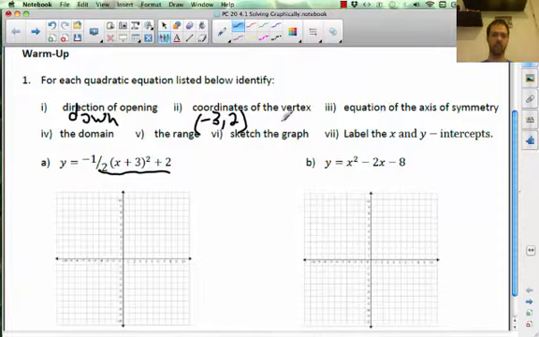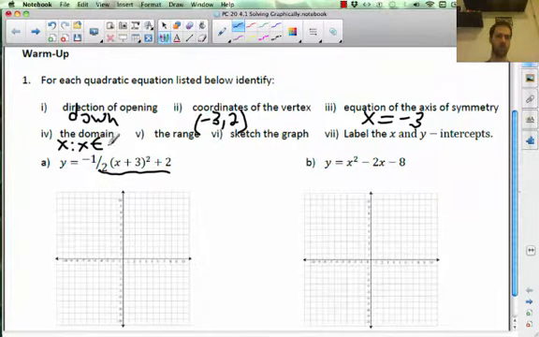Equation of the axis of symmetry, that is always determined by our P value, and it's an equation of a line, right? So it has to have an equal sign in it, and in this case it's always the x value of the vertex, so x equals minus 3. The domain, x values, x is an element of the reals.